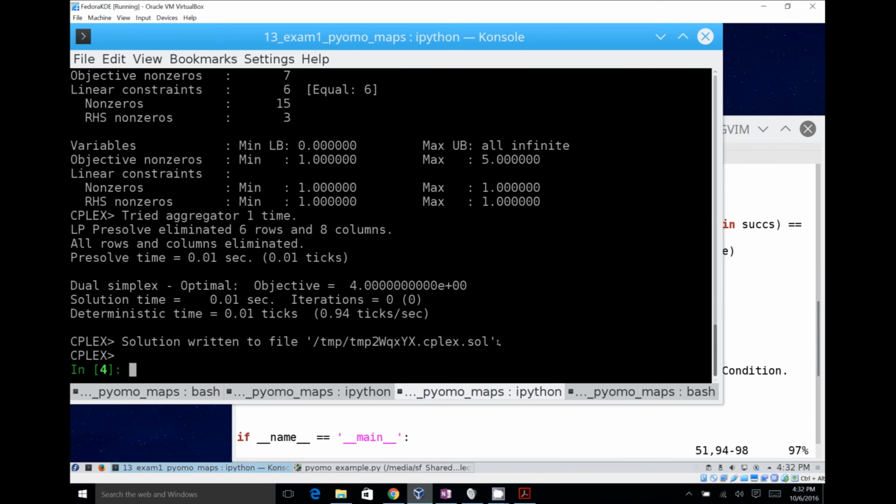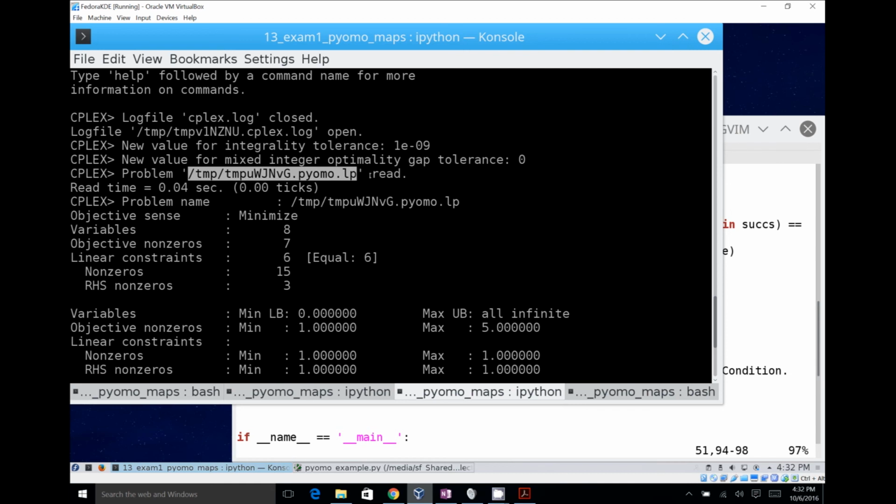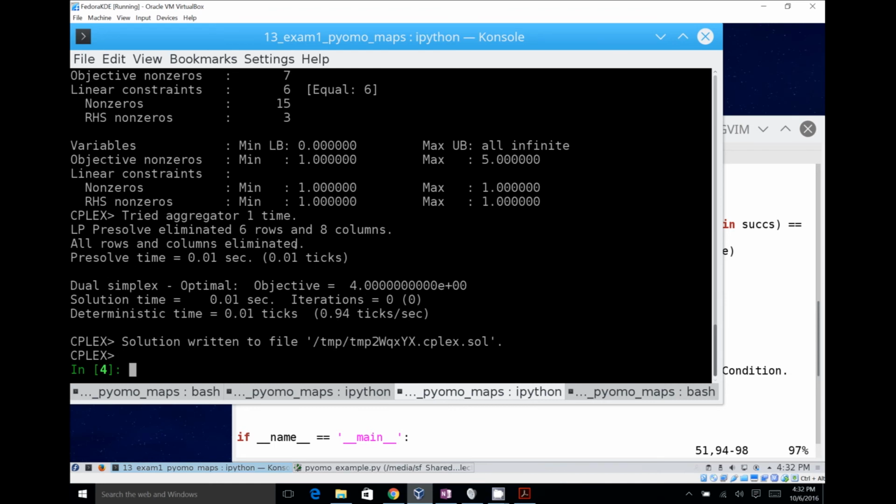Okay. And then CPLEX over here is printing out some information about the problem, how long it took it to read in the problem, how many variables and objectives it has, and then over here, some information about the solution time. So how much pre-solve took, what the objective is, and so forth. So we got the optimal objective is 4.